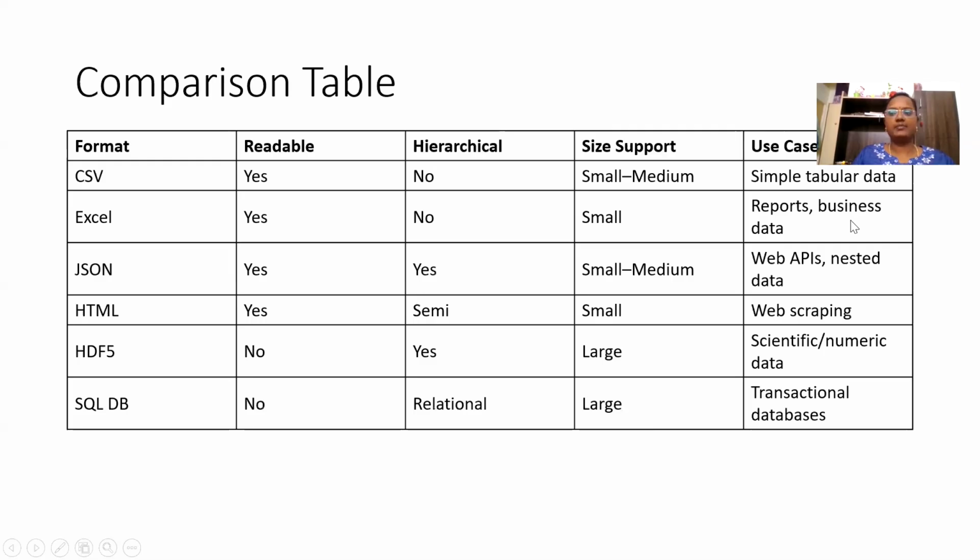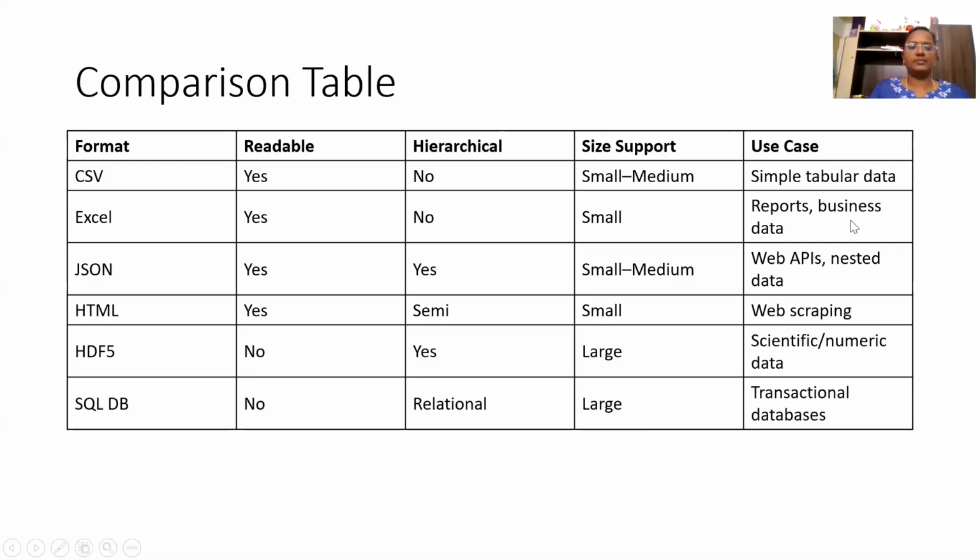Here is the comparison table for all types of file formats. First is CSV, which is readable. This is not hierarchical data. Small and medium sized files can be supported using CSV, in a simple tabular format with rows and columns. Next is Excel, which is also readable. This is not a hierarchical format. It supports very small sized files. Reports and business data can be used in Excel format.